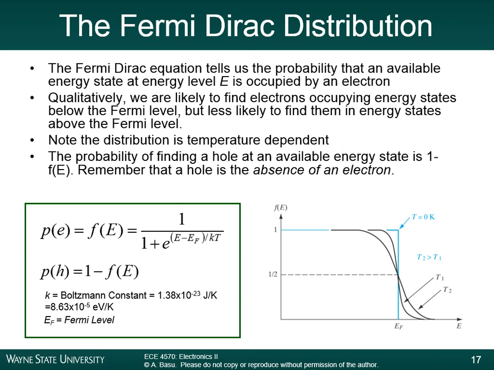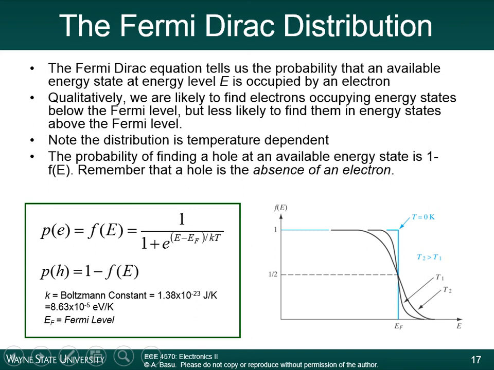As I mentioned before, the probability of finding a hole is 1 minus the probability of finding an electron. If the probability of finding an electron is 30%, then the probability of finding a hole is 70%, because the state can either be full with an electron or empty. If it's full, it means it's an electron. If it's empty, that means it's a hole.